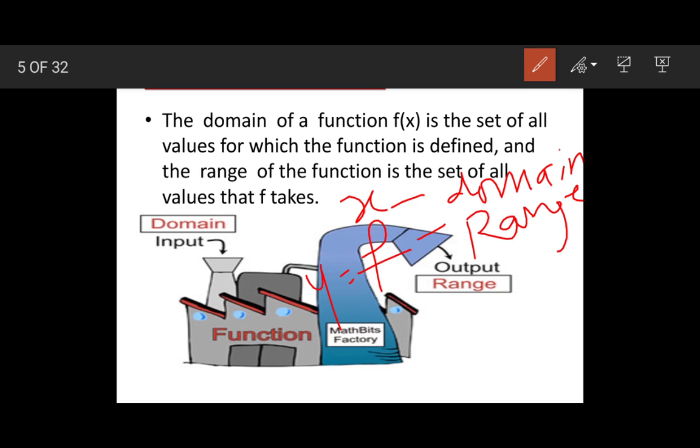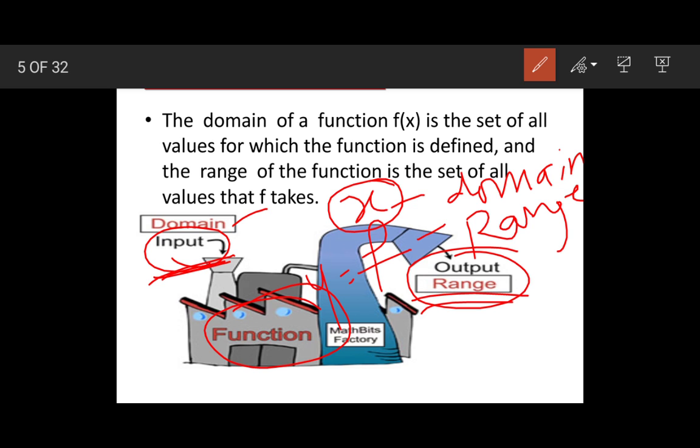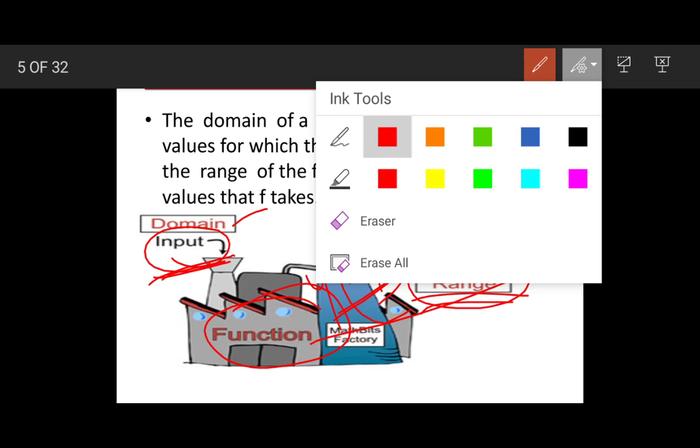Okay, so see, domain is the input, right? Input is what? X. In the function, we are substituting the domain and then we are getting output. Output is the range, meaning y values. Okay, function values. That function value is the range. So simply, x is the domain and y is the range or codomain.